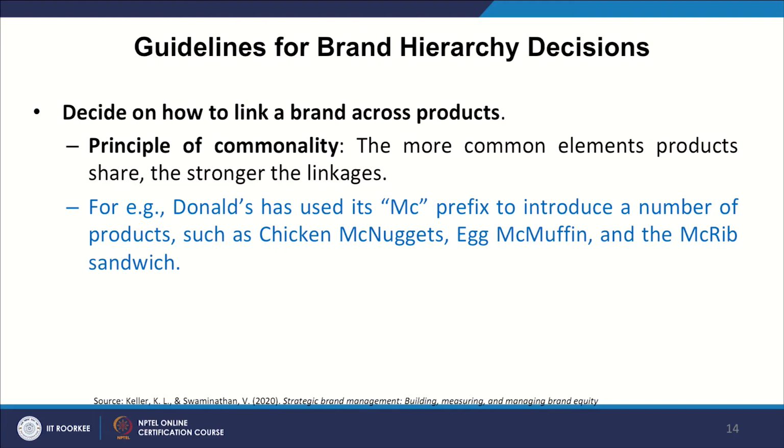Decide on how to link brand across products. You have one name which works for everything you sell. That is the most desirable situation, wherein people do not ask what you sell, and that is where we are talking of principle of commonality. The more common elements products share, the stronger the linkages. McDonald's has used its Mac prefix to introduce a number of products such as chicken McNuggets, egg McMuffin, and McRib sandwich, and so on. Aloo tikki, it's one of my favorites, aloo tikki.